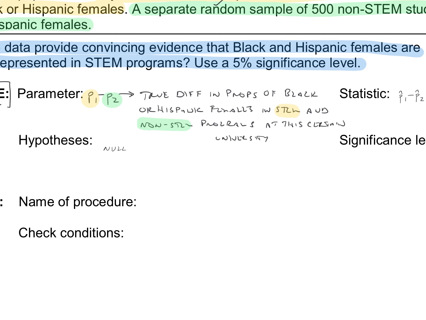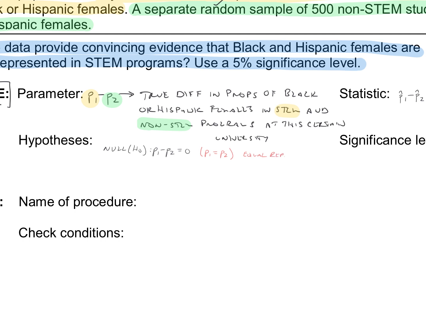All right, so what is our null hypothesis? H sub 0 is going to be p sub 1 minus p sub 2 is equal to 0. We're going to assume that there is equal representation, that there's no underrepresentation. On your calculator, that's going to look like p sub 1 equals p sub 2. So we could add p sub 2 to both sides and say the proportion of Black or Hispanic females in both scenarios, STEM versus non-STEM, are the same. In a sense, we're going to assume equal representation.